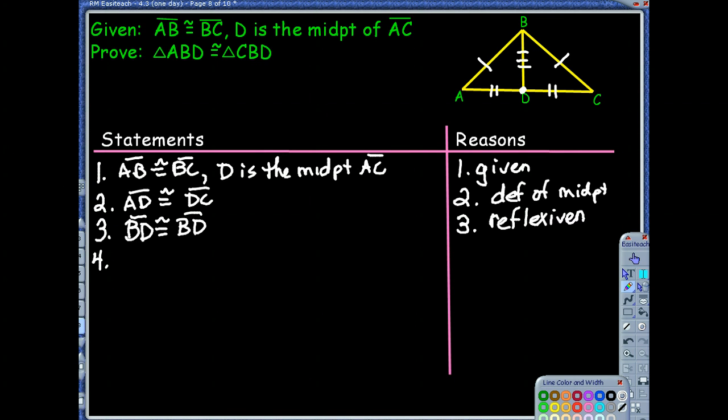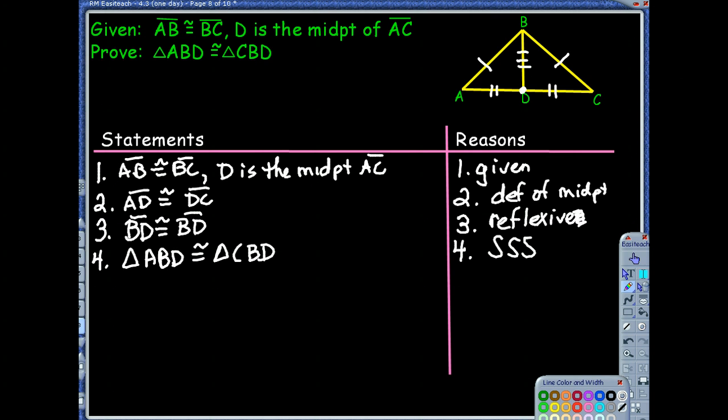And now I've got 3 congruent statements, and they're all 3 sides. So now I can say that the triangles are congruent, and I want to name them the way they've asked me to name them in the step that says prove this. That is very helpful. And my reason is side, side, side.